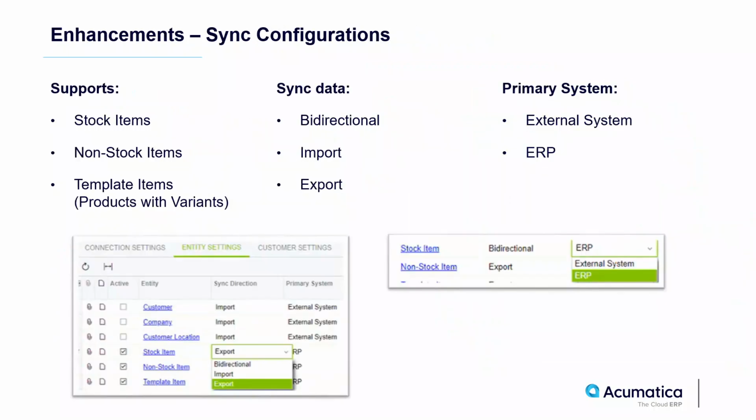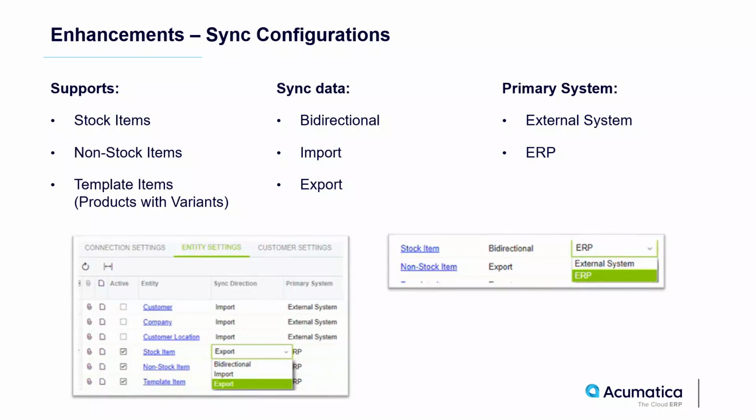So first of all, in the actual connector configurations, you'll see associated with the stock item sync, the non-stock item sync, and the template item sync. When I say template item, I'm talking about products with variants, like t-shirts. They come in many sizes and colors. You can control the sync direction.